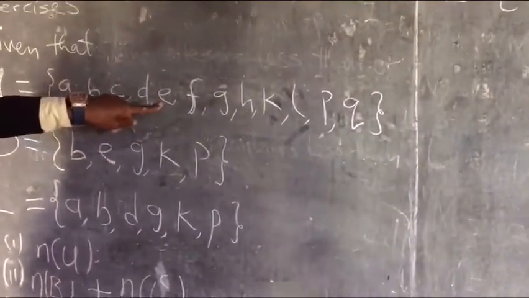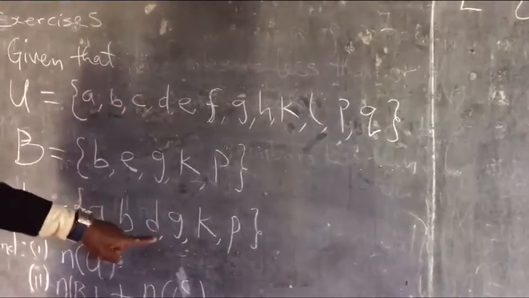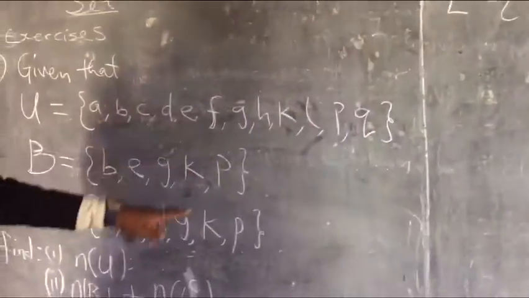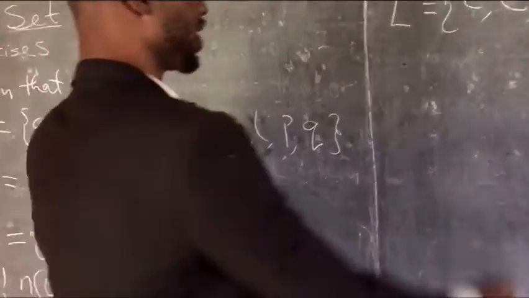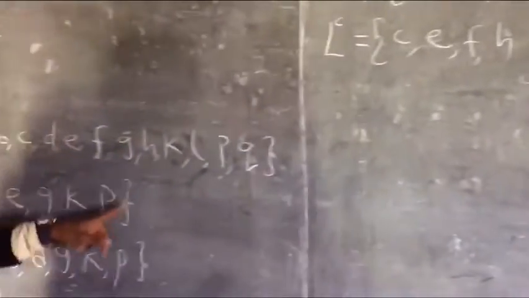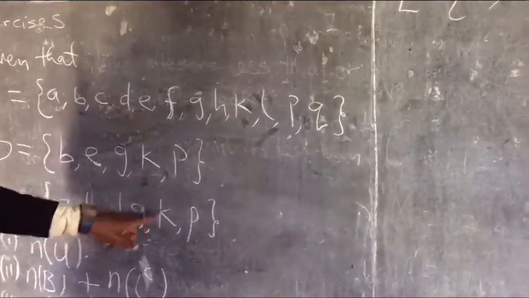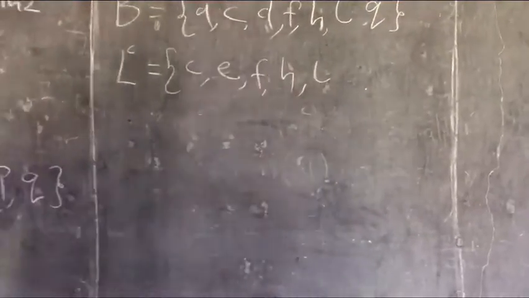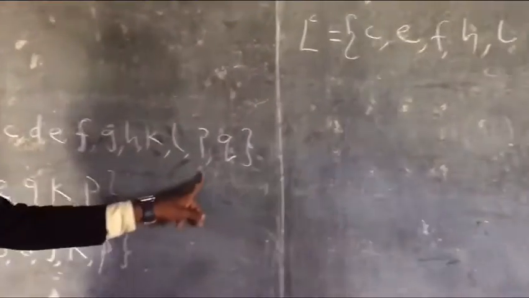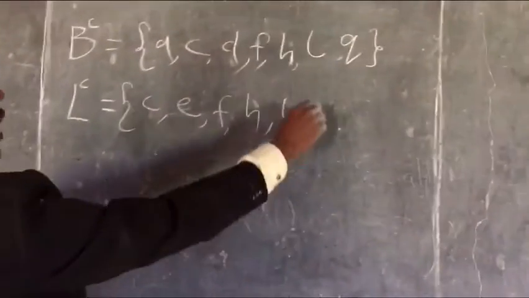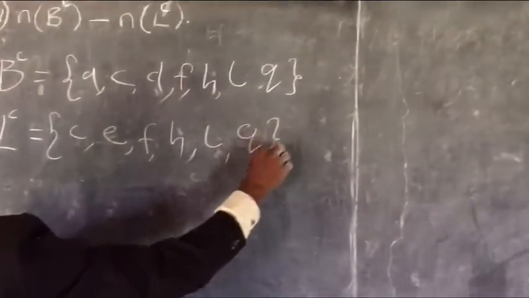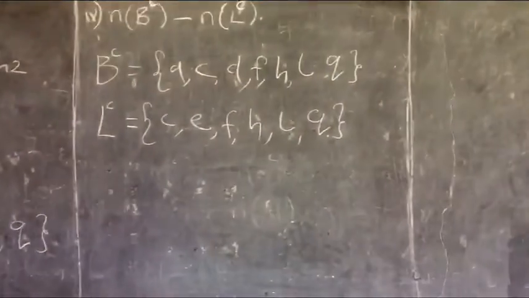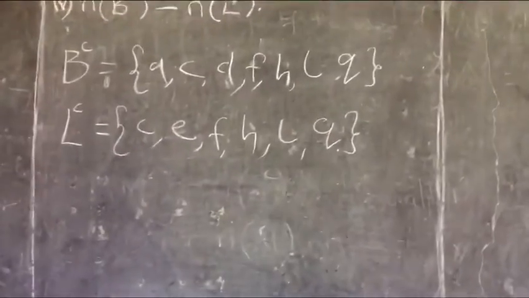And then F no dey, abi? We write F. G dey. H no dey, we write H. And then K dey, we no go write K. L no dey, we write L. And then P dey, but Q no dey, so we go write Q like this. So we don get L complement. So we fit answer our questions now.